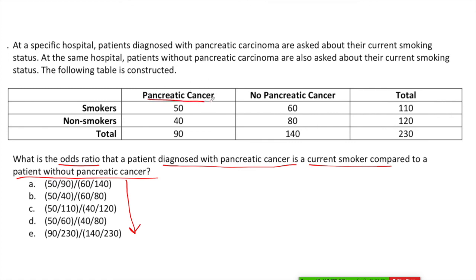Okay, so we have pancreatic cancer on top, and then we have smoker and non-smoker on the side. I like how this chart is oriented. I have my disease on top, and I have my risk factor or my exposure, whatever you want to call it, on the side. I'm comfortable with this. Now that I know that it's set up in the way that I like, I'm going to write everything in. Okay, A, B, C, D.